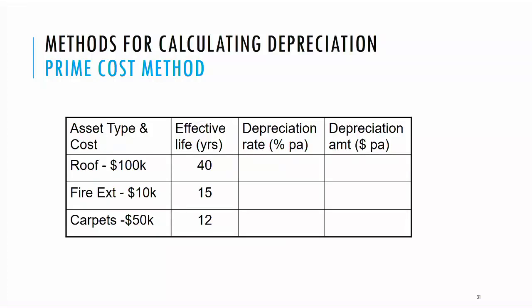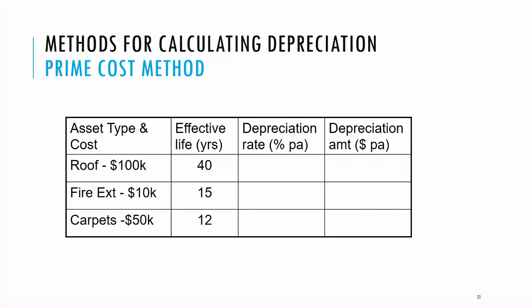What's the easiest way to calculate the depreciation rate? 1 divided by effective life. 1 divided by 40. So you get a depreciation rate as a percentage. Clear? Simple. So then 2.5% multiplied by 100,000 is 2,500.